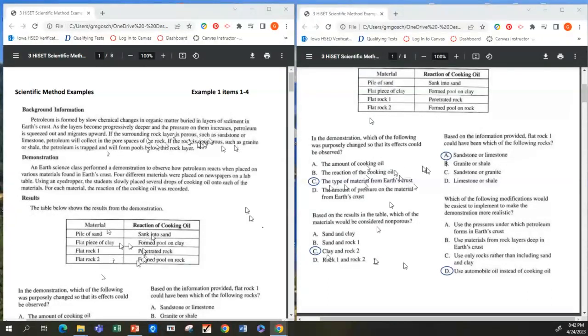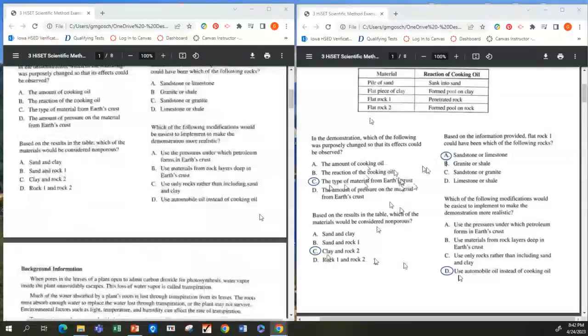Using only rocks rather than including sand and clay. Well, sand and clay are a big part of our crust, the surface of our Earth. That doesn't make sense. Use petroleum oil instead of cooking oil. Well, petroleum oil is made from the oil that we find in the Earth, so that would make more sense. To make it more realistic, using petroleum oil would make sense.